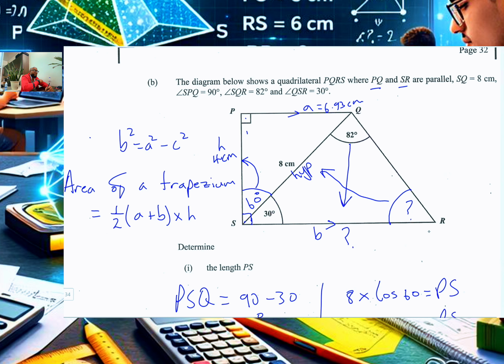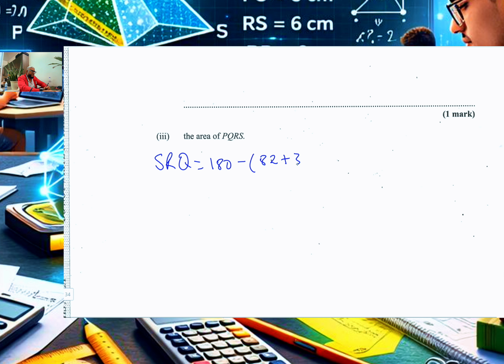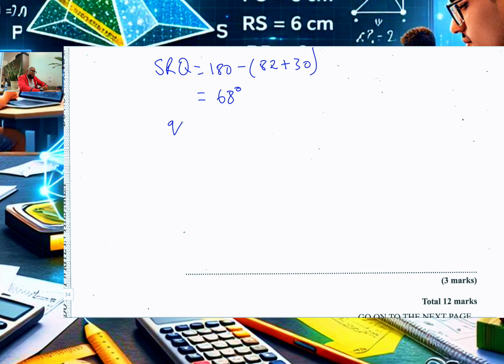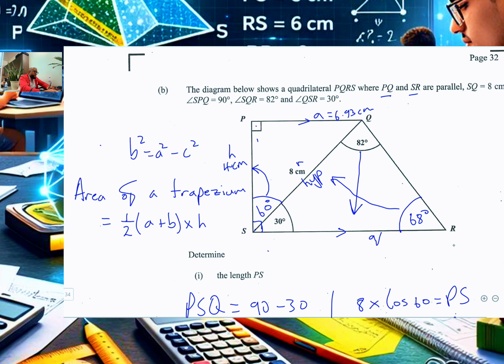So let's find SRQ. 82 plus 30, and we're getting 68 degrees, right? Now we engage 68 degrees and the side opposite to it, which is 8. This will be capital R, here will be small r, here will be capital Q, here will be small q. It's like small q over sine capital Q is equal to small r over sine capital R, right? What we're trying to find is SR.